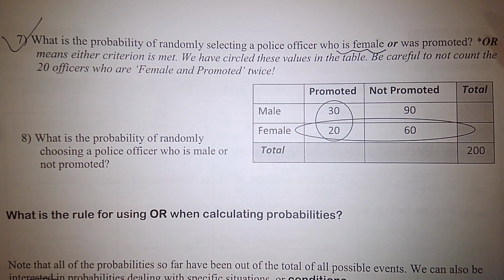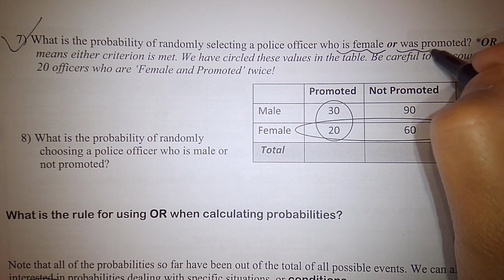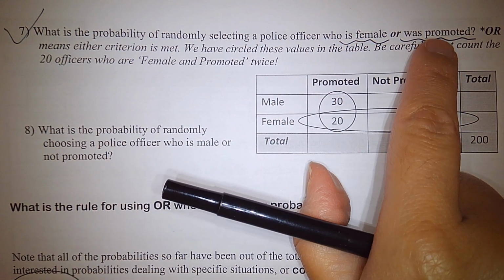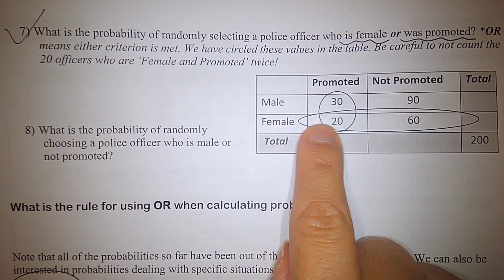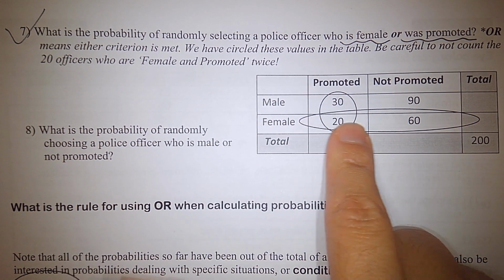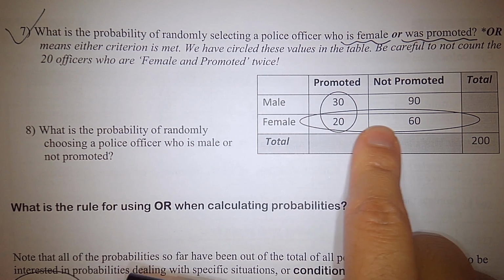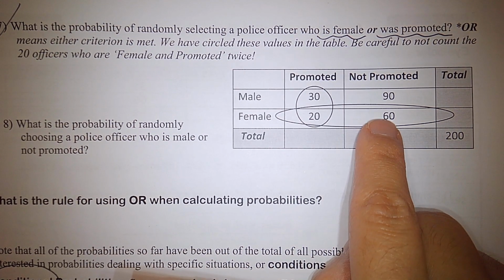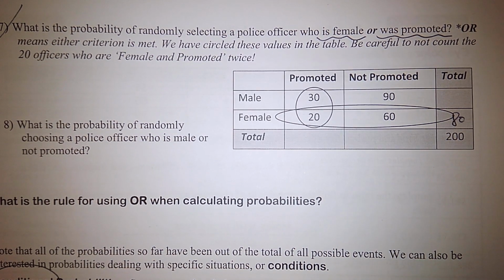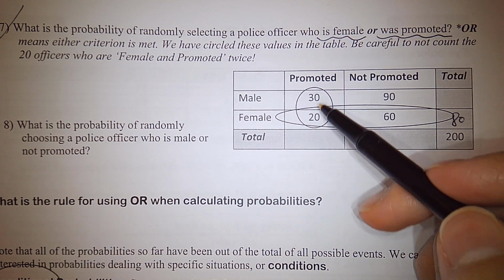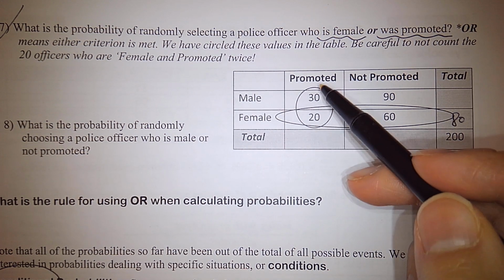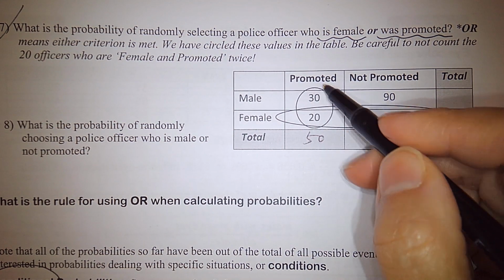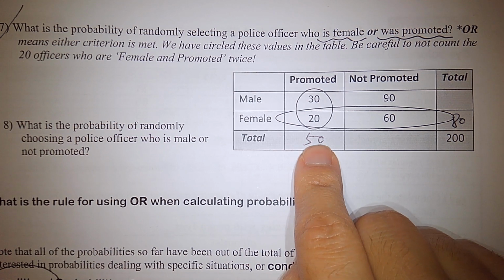Find the probability an officer is a female or was promoted. So there are two criteria, right? Female is one criterion, and was promoted is the other. So how many police officers satisfy either this or that? All female police officers satisfy female, right? How many in total for female? 20 plus 60 gives us what? 80, right? How many police officers were promoted in total? 50, right? So all of these 50 police officers satisfy was promoted.